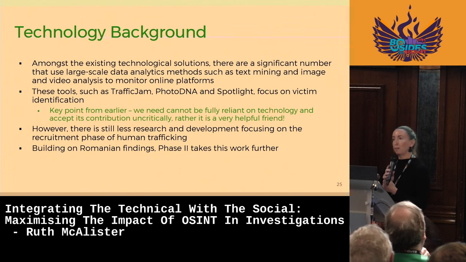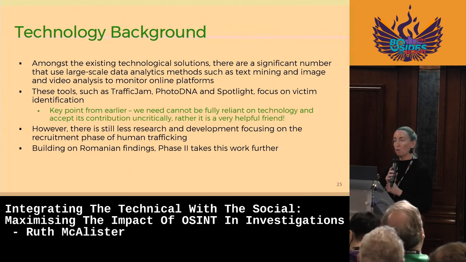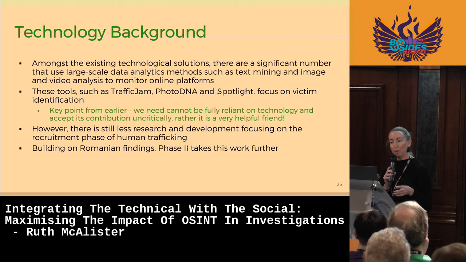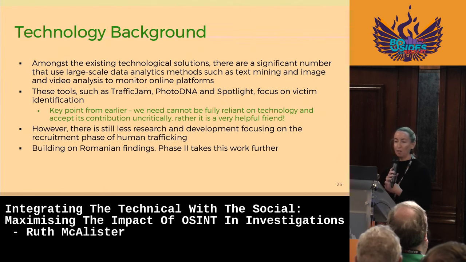So again, what do we do from a technology background, and what can we do in Northern Ireland, hundreds and hundreds of miles away from where all this is happening? There are various tools available, of course: Traffic Jam, PhotoDNA, Spotlight, all around the focus of identification. The Americans have access to some controversial facial recognition that we in the UK don't have access to, so they were able to help from that aspect as well. My perspective was we can look at technology to help us as a friend, but we can't truly rely on it.